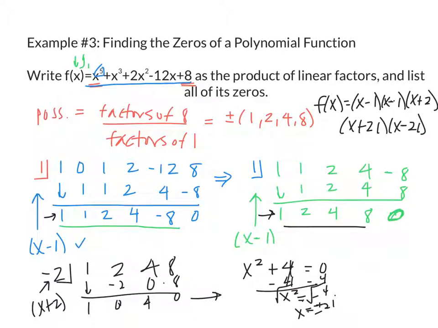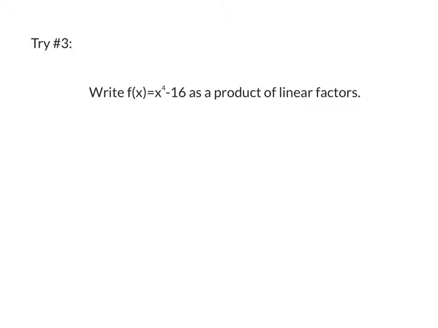Honestly, we could have gotten all of these zeros from a graphing calculator, but the only ones that we would not have been able to spot are the complex numbers, okay? So we are done. Let's take a look at our last problem. It says, write f of x equals x to the 4th minus 16 as a product of linear factors. So on this one, I'm just going to do this one by hand. We can use a graphing calculator to help us start it, but to be honest, it's probably just easier if we do it by hand.